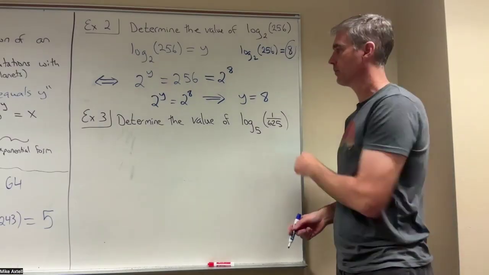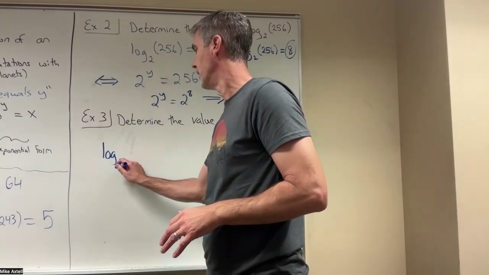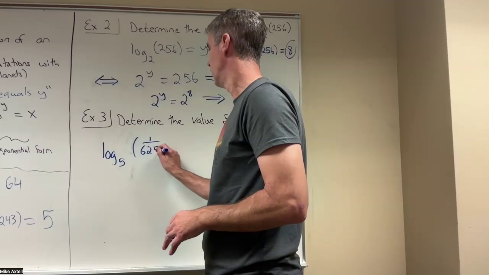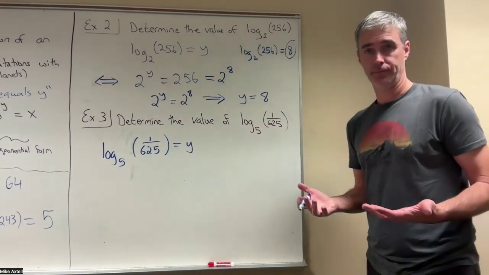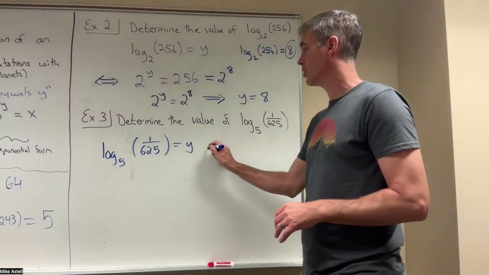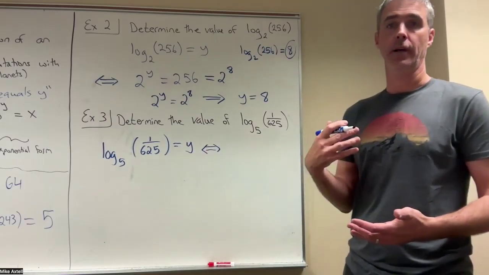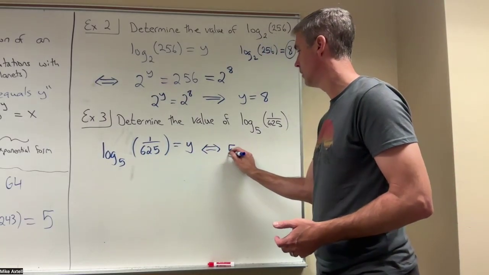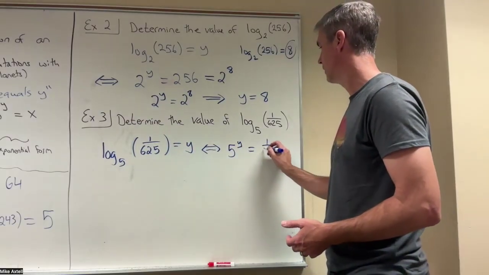Ooh, I got a fraction there. Okay, so I'm going to go the same way though. Log base 5 of 1 over 625 is equal to some number y that I don't know, but I would like to. Okay, I am going to flip this into its equivalent exponential form. So 5 to the y is equal to 1 over 625.